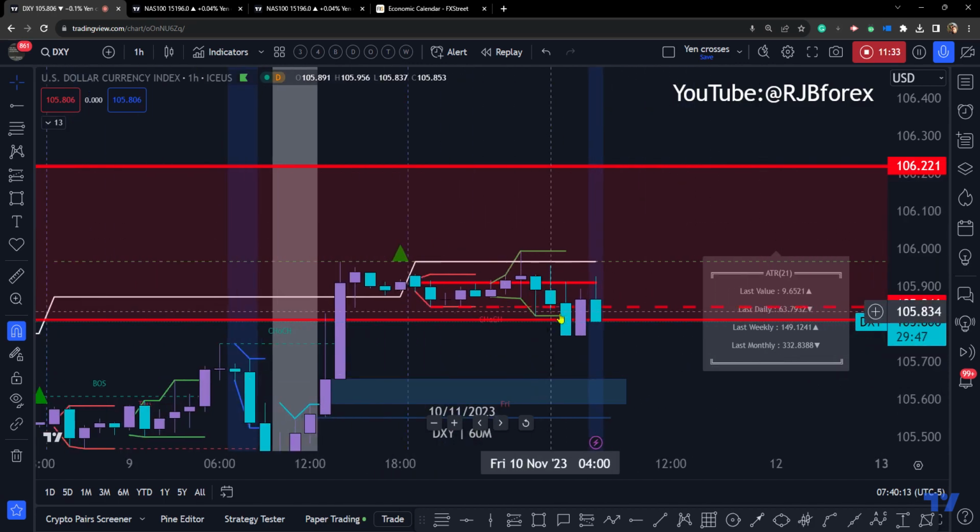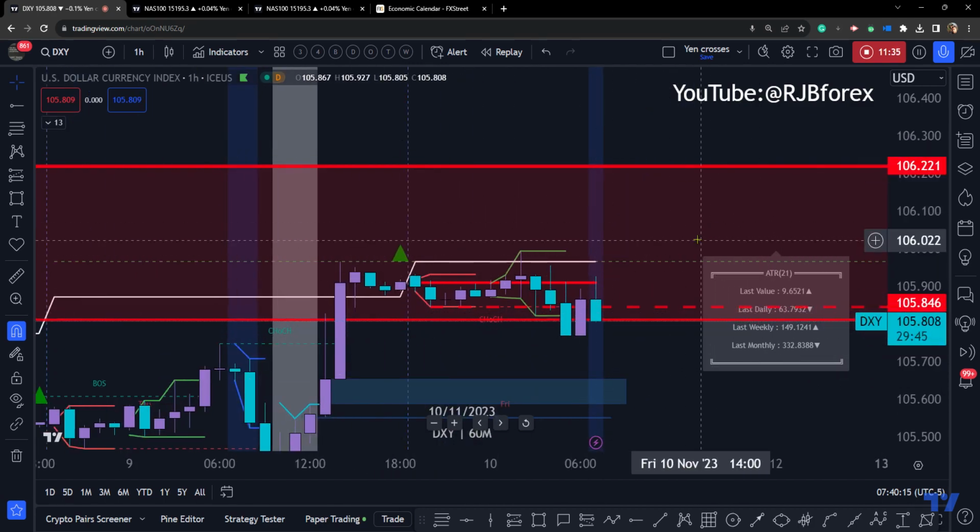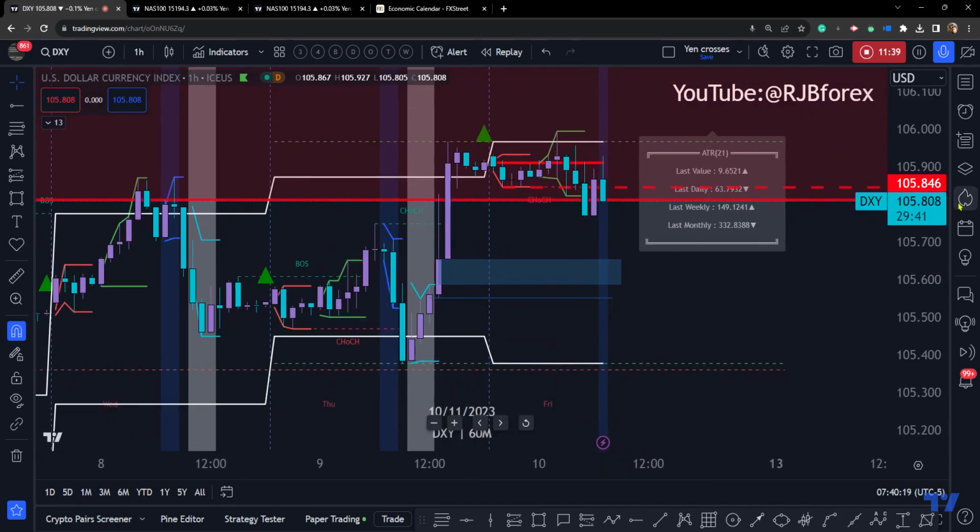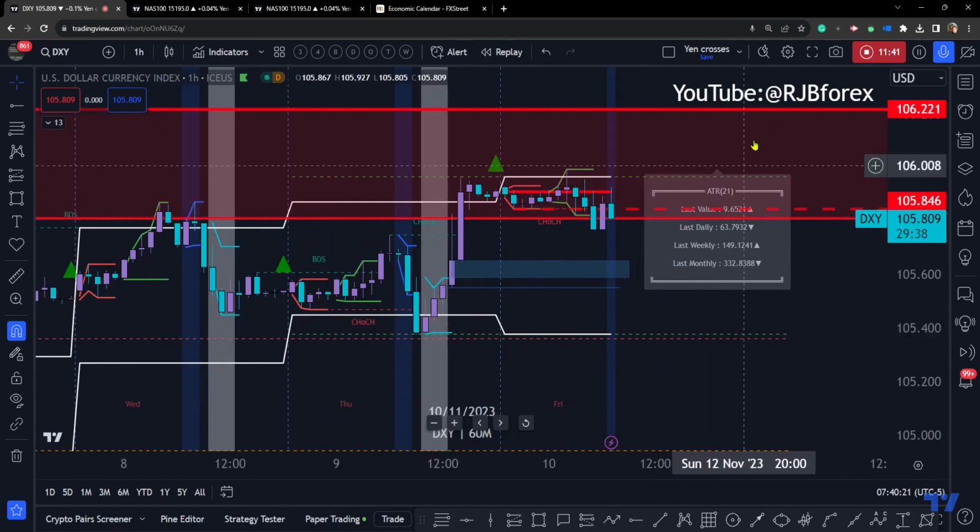If indeed we get any sort of movement at all, we may just close very quietly into the weekend. All is yet to be seen. So let's move across to the other pairs.